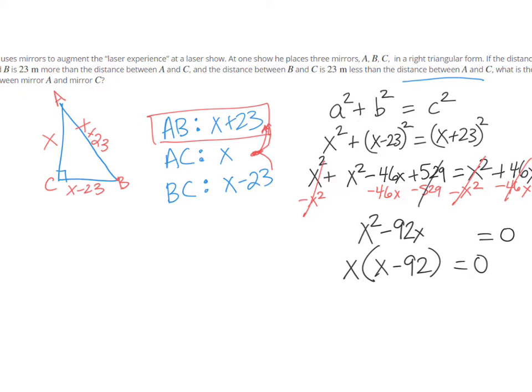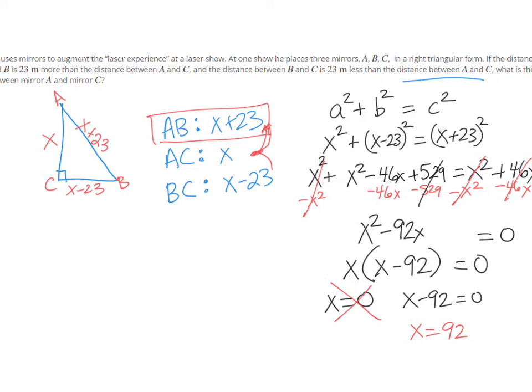Now I'm going to set them each equal to 0. So I would set the x equal to 0, and I'd set the x minus 92 equal to 0. Now, x equals 0 is fine for an answer, but it does not make sense in my real world problem here because I can't have a side length be 0. I wouldn't even have the triangle. So I'm going to x out that option. But over here, when I add the 92, I think that's going to work great. X is 92.